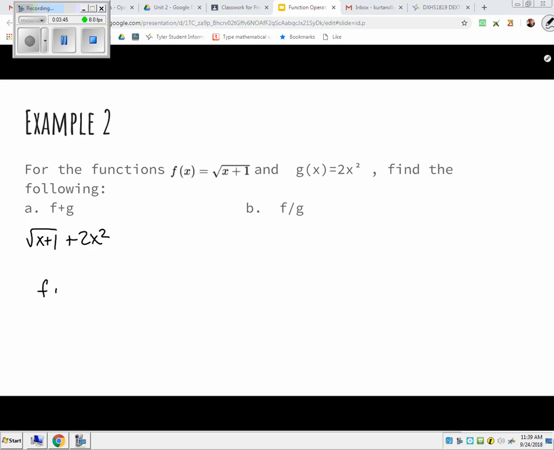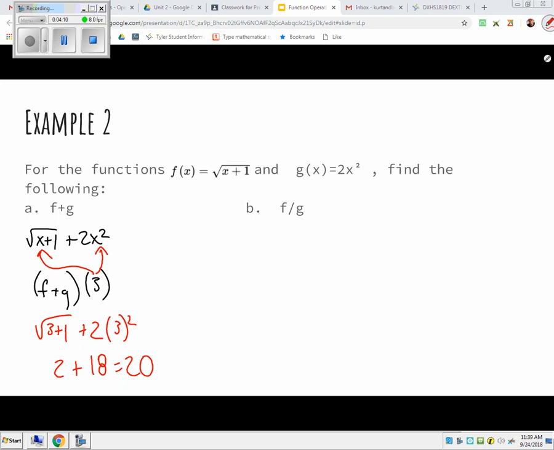I will make a little side note right here. Suppose it says f plus g of, just make something up, 3. And so what I would do to work this is I would plug in my 3, just like we did in the last unit. So I get square root of 3 plus 1 plus 2 times 3 squared. Well, that's square root of 4, which is just 2. 3 squared is 9 times 2 is 18. So yeah, my answer would just be 20.